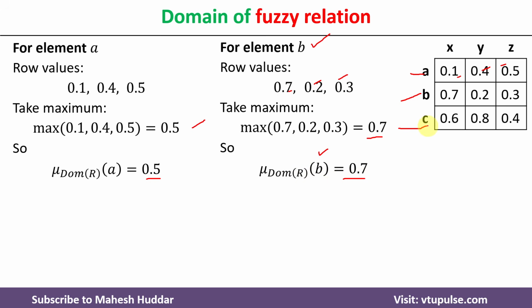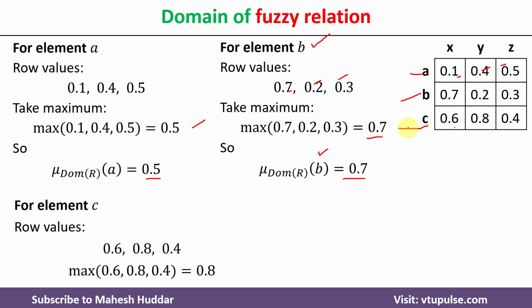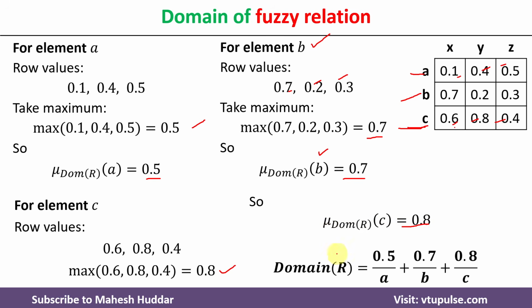Next, I will take the element C, and for this C, the row values are 0.6, 0.8 and 0.4. In this, the maximum value is 0.8. So the membership value of C in domain R is equal to 0.8. Finally, the domain of R can be represented like this. That is, the membership value of A is equal to 0.5, membership value of B is equal to 0.7 and membership value of C is equal to 0.8.